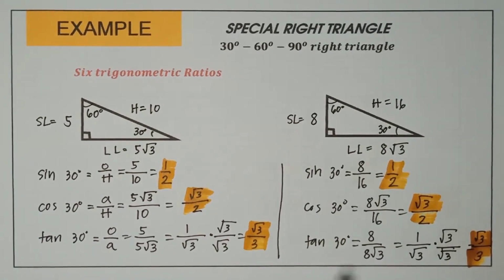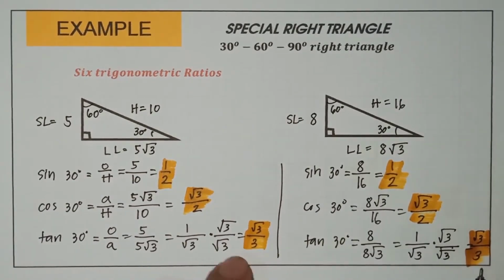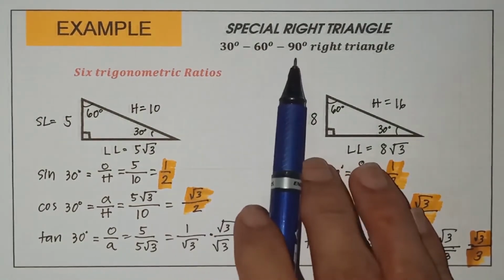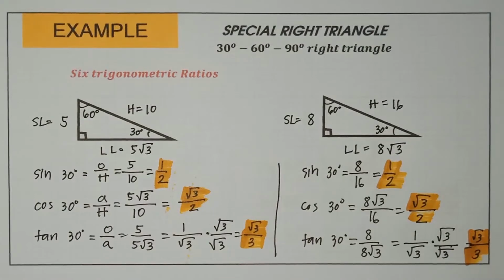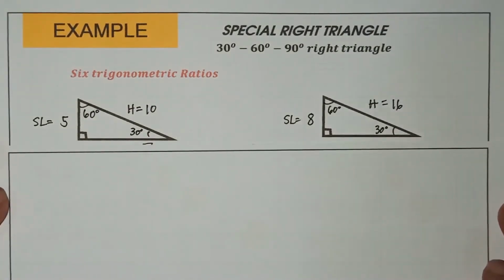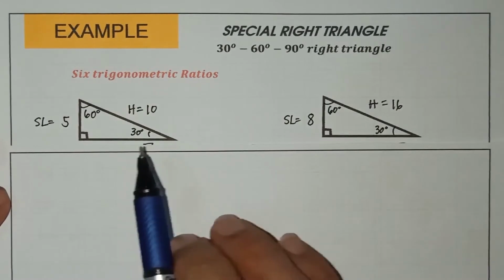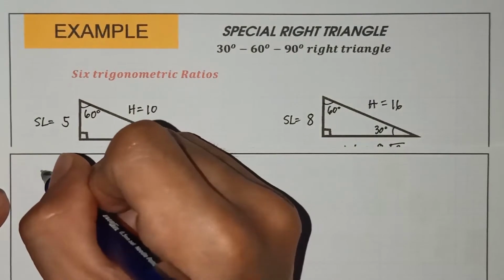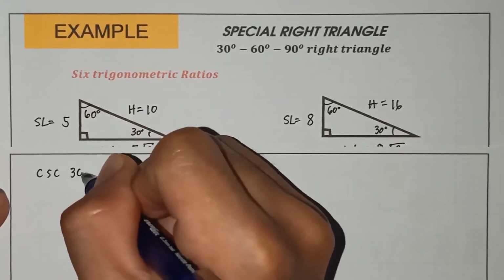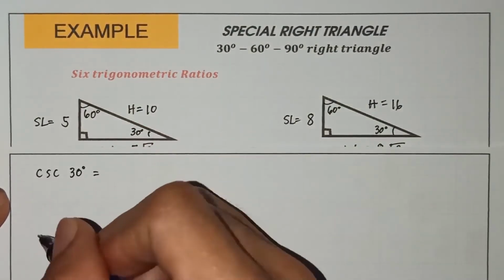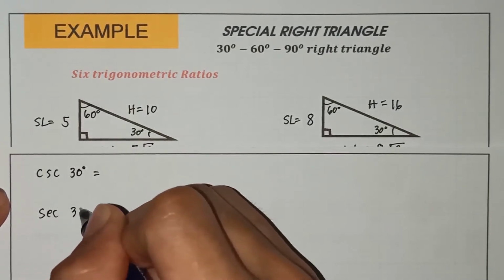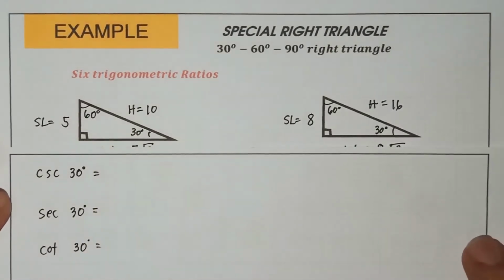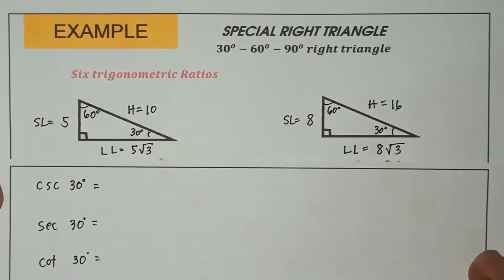Using the 6 trigonometric ratios, we were able to find that every ratio is similar as long as it is under a 30, 60, 90 right triangle. For this example, we will be getting the other ratios of the 6 trigonometric ratios, which are the cosecant 30 degrees, the secant 30 degrees, and cotangent 30 degrees of this first illustration.